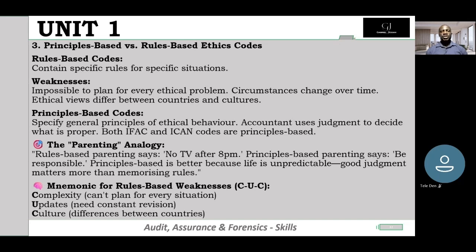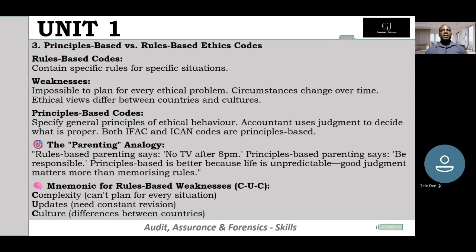So here's an analogy to help you drive it home. Think about parenting. You see, the rule-based parent says no TV after 8 p.m. While a principle-based parent says be responsible. So which is better? You see, principle-based is better because life is unpredictable. Good judgment matters more than memorizing rules. You can't write a rule for every situation. You need to develop the judgment to handle anything that comes your way. It is very important to take note of.